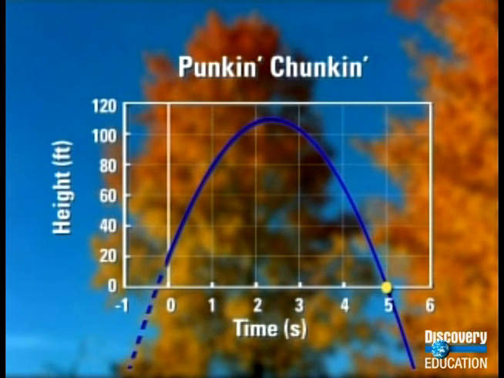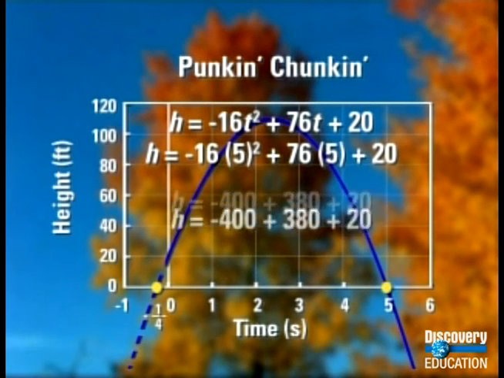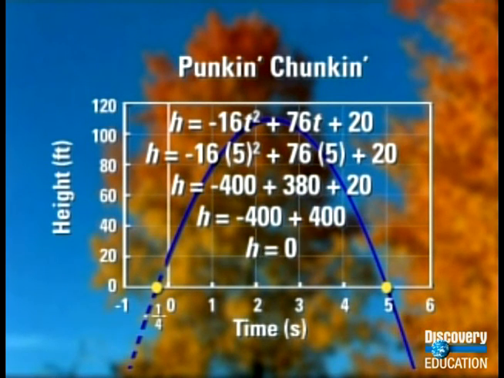But, as the graph of height versus time implies, the same trajectory could have occurred if the pumpkin had been launched from ground level. That is, from h equals 0, starting at t equals negative 1/4, 1/4 second before the actual launch happened. We can check our answer by inserting it back into the original polynomial expression. And yes, a time of 5 seconds does result in a value of 0 for the height.